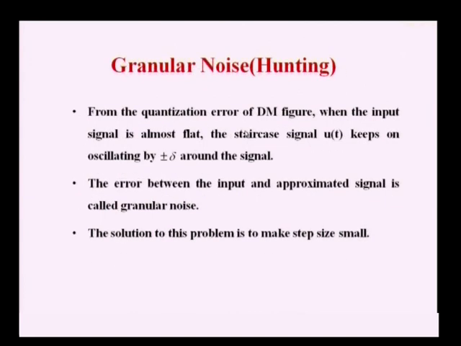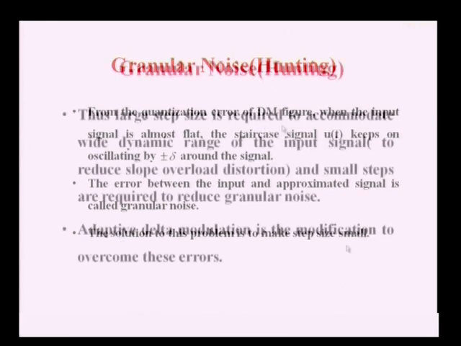From the quantization error of the delta modulation figure, when the input signal is almost flat, the staircase signal u of t keeps on oscillating between plus and minus around the signal. The error between the input and approximate signal is called granular noise. To reduce the granular noise, we have to make the step size small.